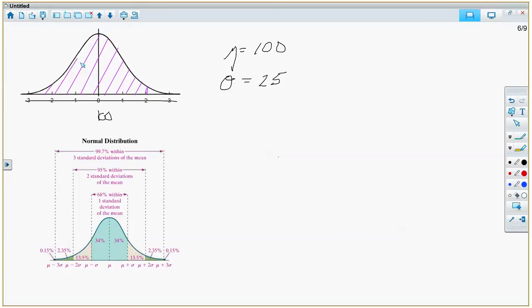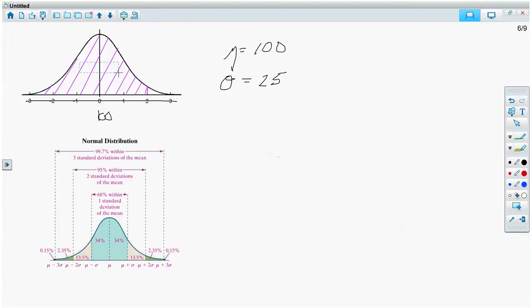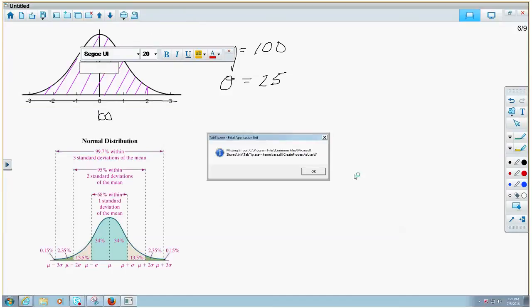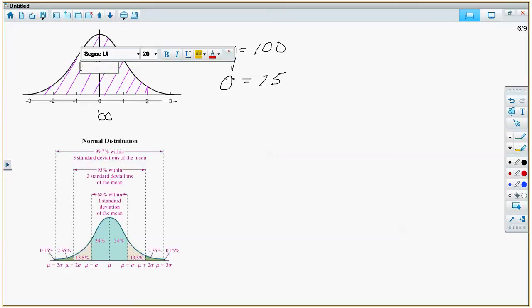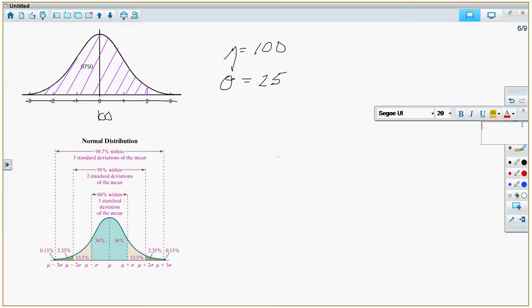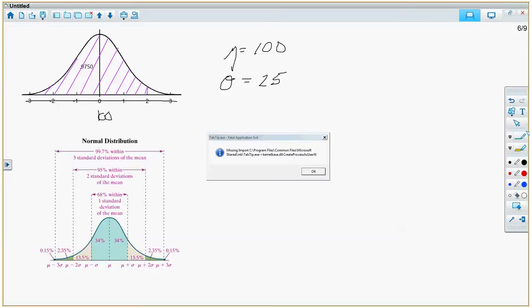Oops. How did I do that? Hold on. There. 97.5, which is 0.9750. And that's what you're going to be doing in 7.1 and 7.2.